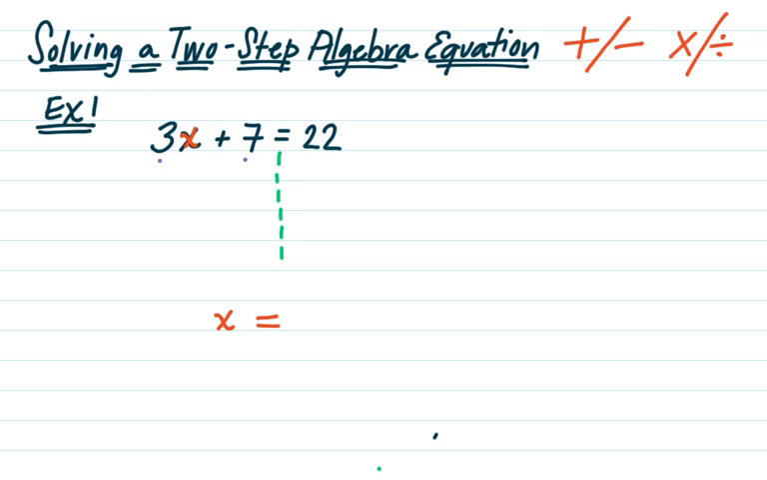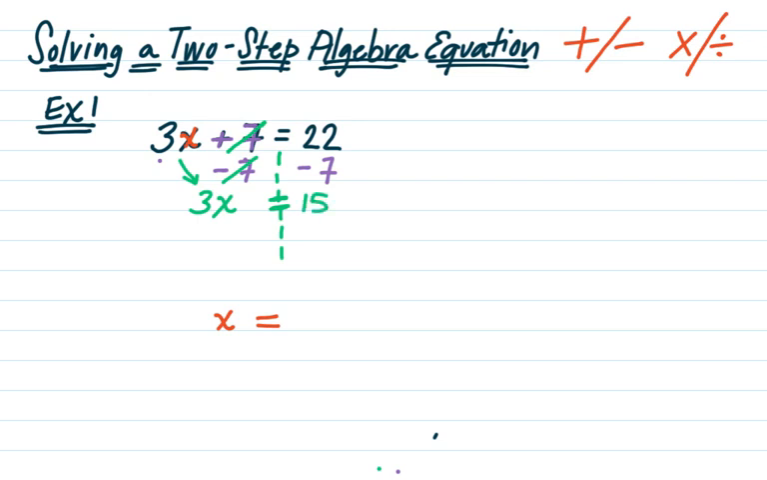In general, the rule of thumb, the number that's farther away from the x is going to be the easier one to remove. So this plus 7 here is farther away from the x. We do the opposite of plus, which is minus. Since we did it on the left, we have to also do it on the right. Okay, next step. Plus 7 and minus 7 cancel out, and we're just left with this 3x from here. And what does that equal? 22 minus 7, which is 15.